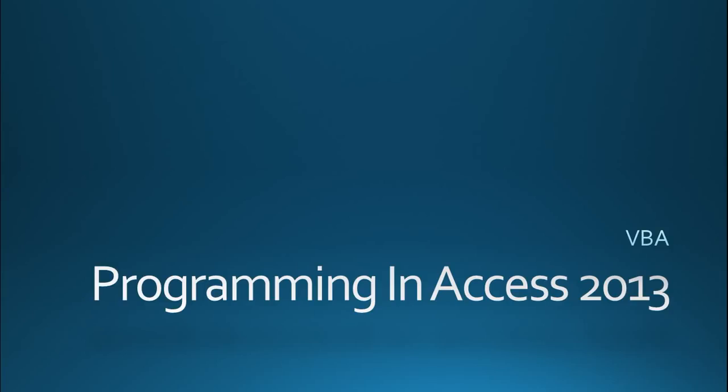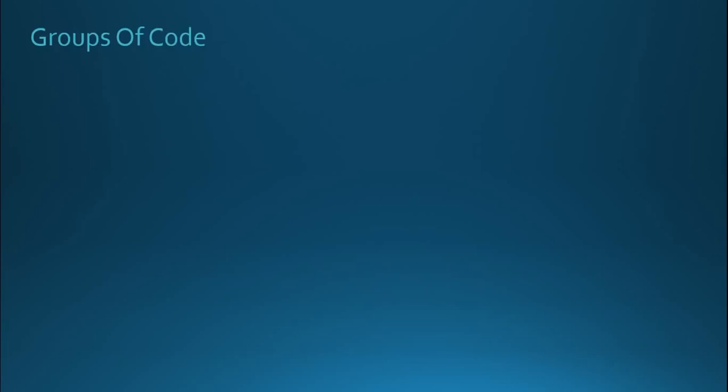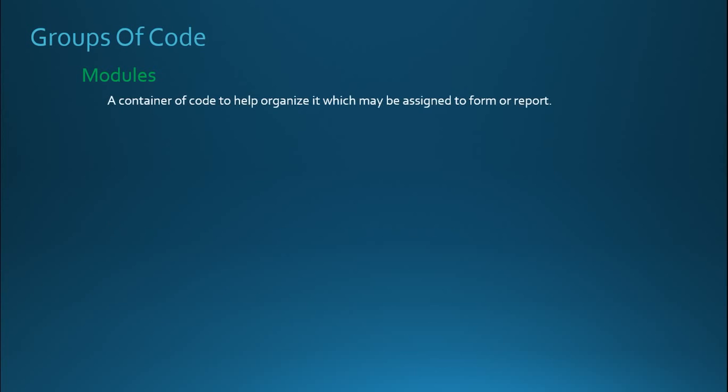Now, let's go ahead and get started with VBA. First thing I want to talk about is the way that you're going to be grouping your code, okay? And when you're grouping your code, you are going to be trying to group it up into things called modules. Okay? Now, modules are a container of code to help organize it, which may be assigned to a form or report. So when you're organizing your code, it makes sense that you want to put all that code into a particular container that all of those pieces of code in some way are related to one another.